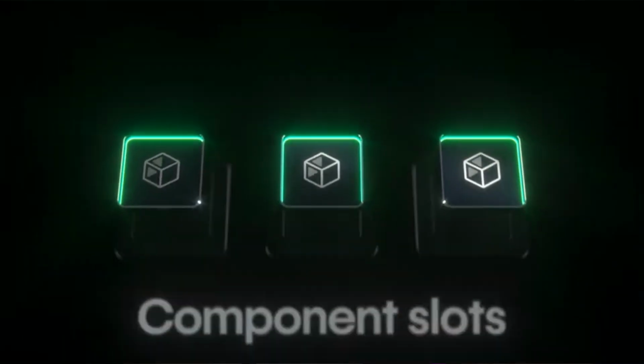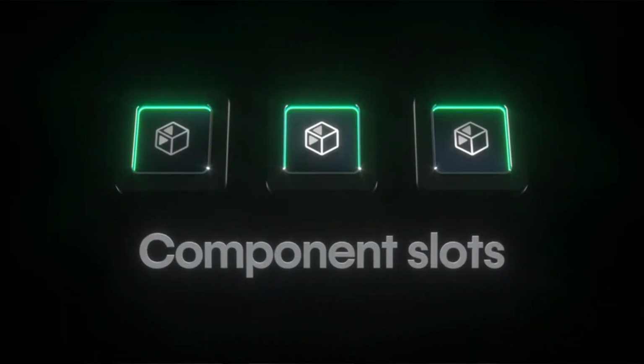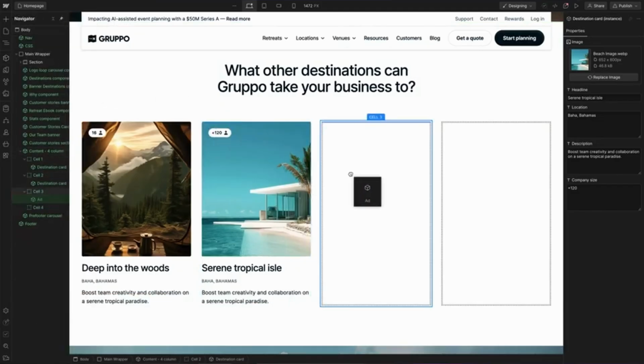Now we get into components, and they've finally released component slots. They're still in beta, so it's probably going to be buggy or there might be changes that happen, but component slots are in beta. This means that you can create a component with an empty area that anything can go in. So presumably you can put another component in there or just whatever element you want. So you can create layout components. It's a really interesting feature.